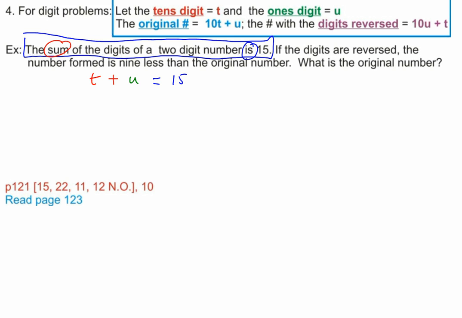All right, good. We'll do the second one now. If the digits are reversed, the number formed is 9 less than the original. That's the second equation. All right, where's the equal sign? Class, talk to me.